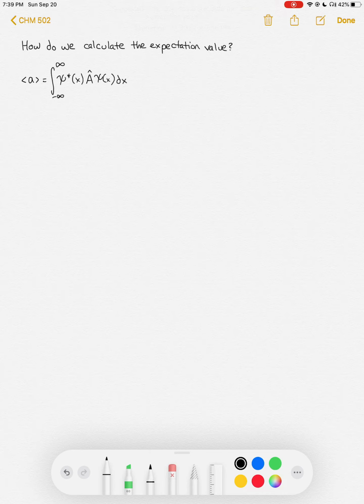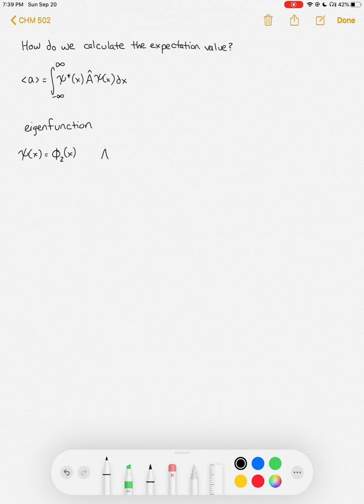Now, there's a couple of situations we want to know the expectation value for. First, what if our wave function is an eigenfunction? Well, then it's actually a pretty simple problem. What we can do is recall what happens when we operate on an eigenfunction with its operator. Say our wave function is equal to the second eigenfunction of the operator, and again, we're just changing the functions here, it's all arbitrary.